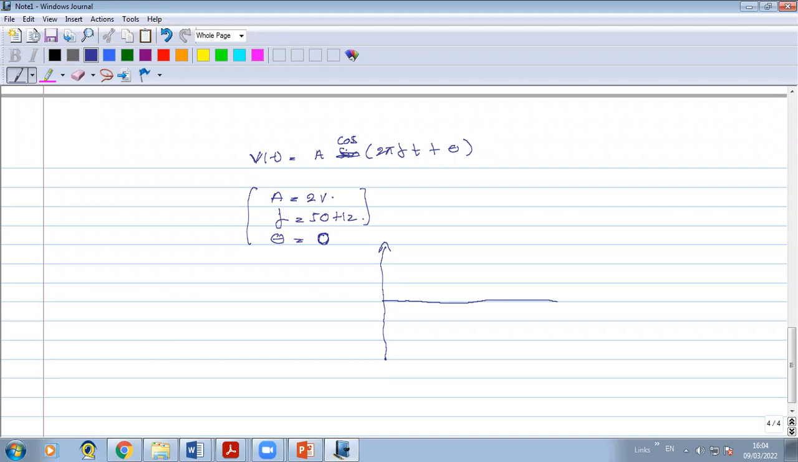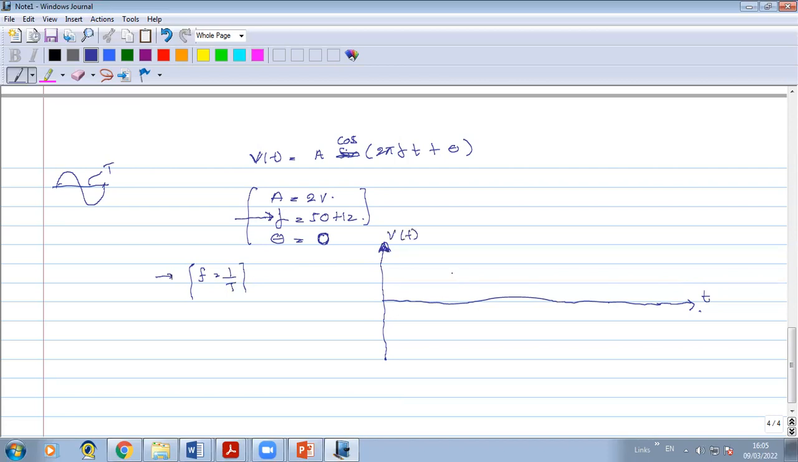This is like this. If you want to find the T, you have f, and using f you can find the T. That is for one cycle. Can you draw this? This axis is t and this is V(t), voltage.